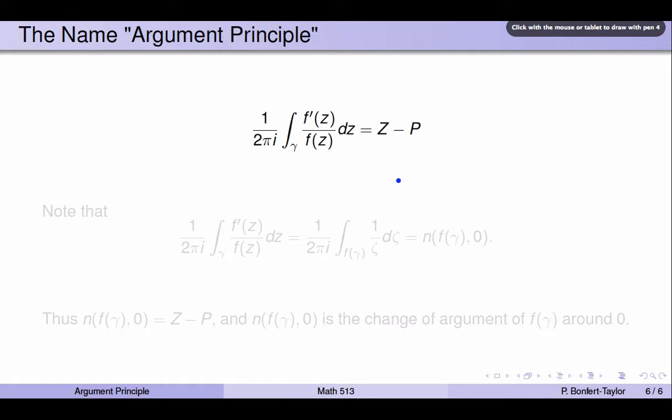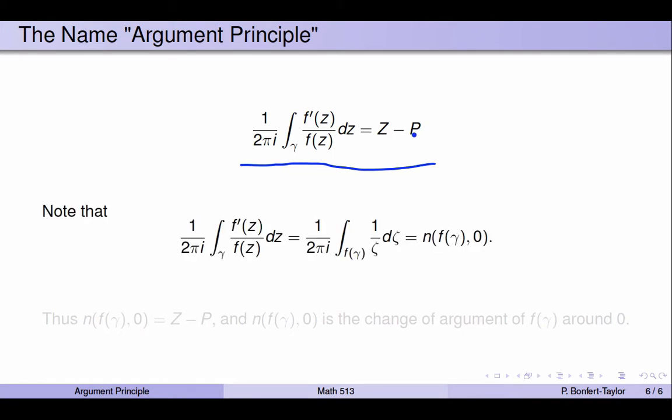The question remains, why is this thing called the argument principle? So here's what we proved. We proved 1 over 2 pi i times the integral over gamma of f prime over f is the number of zeros of f inside gamma minus the number of poles of f inside gamma. But now notice that the integral on the left can be rewritten.